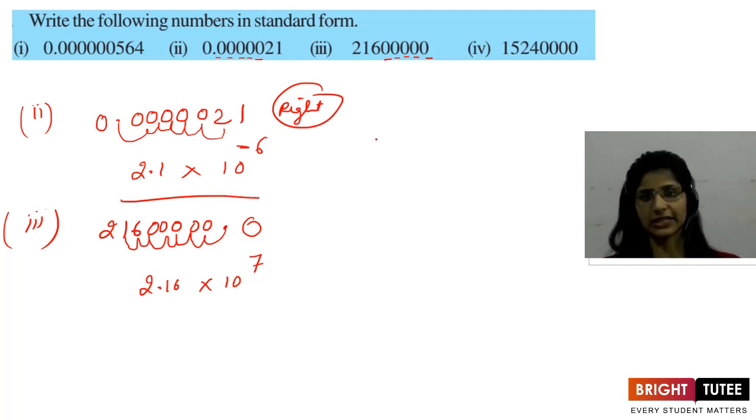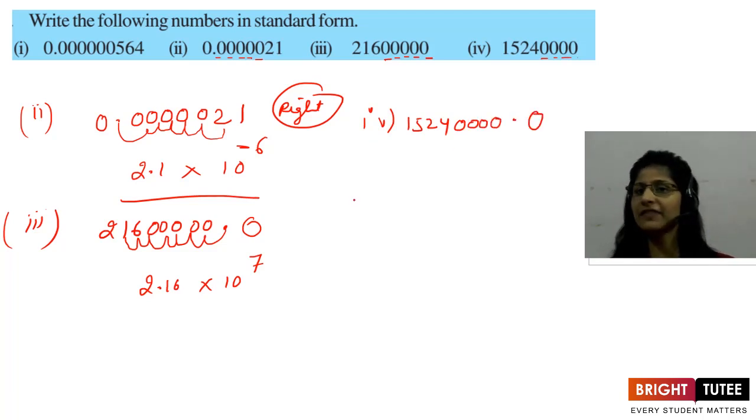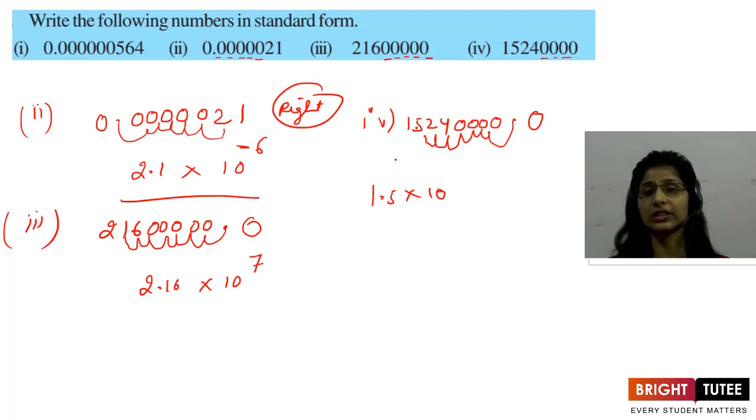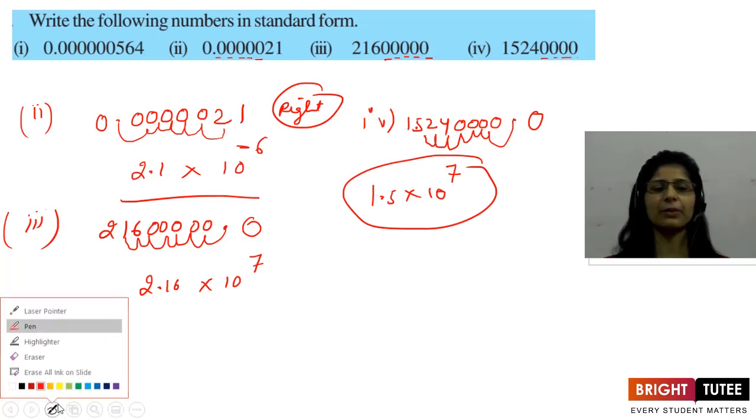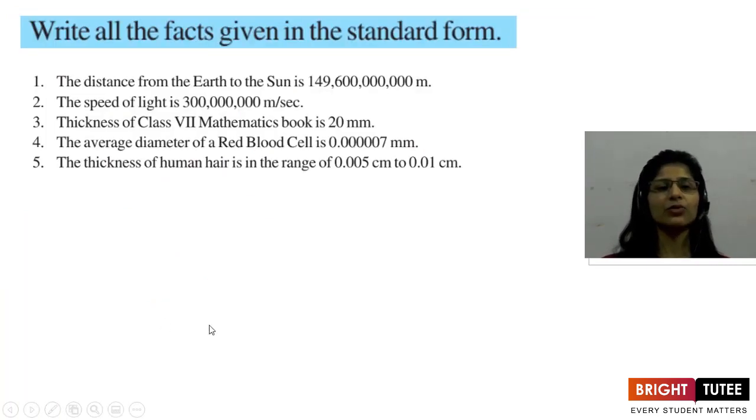towards the left side. The fourth part is 1524, and we have 4 zeros. We can put a decimal after it, that doesn't make a difference in the question. So just see, 1 2 3 4 5 6 7. Right, so 7 places we will be moving. 1.5 into 10 to the power, towards left we are moving, so the power will be positive. Okay, so this is how we are going to write the numbers in standard form.